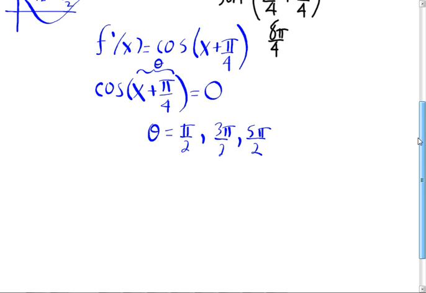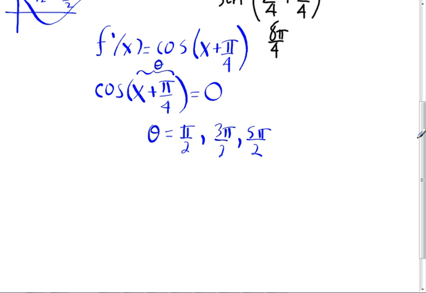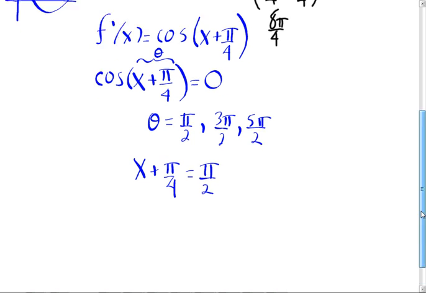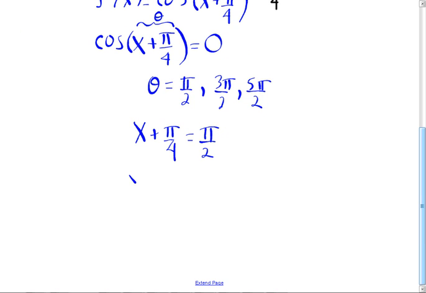The cosine of some angle is 0 at these places. Well, this is a shift, so I'm just going to put theta back in here. X plus pi over 4 is equal to pi over 2, and I'm going to solve that. What's the x value that gives me that? So x equals pi over 2 minus pi over 4. If you think of it this way, it's pi times a half minus a fourth. It's easier to think.